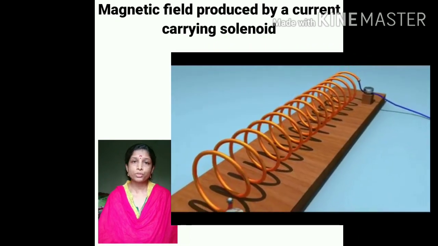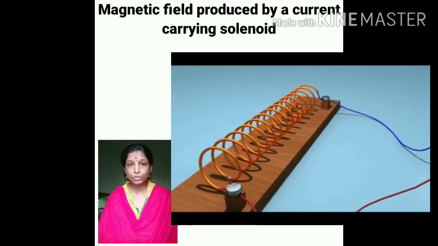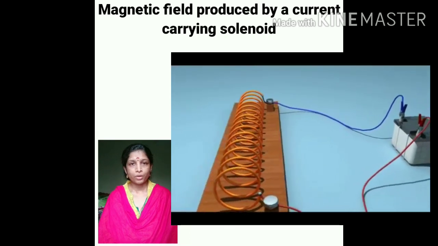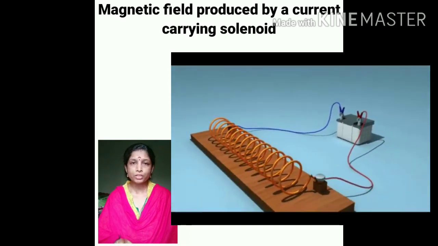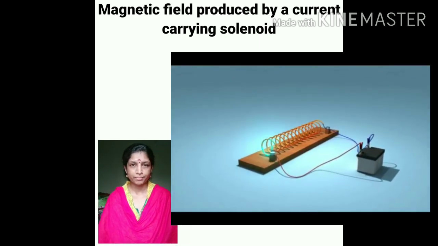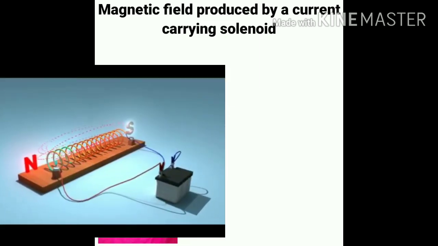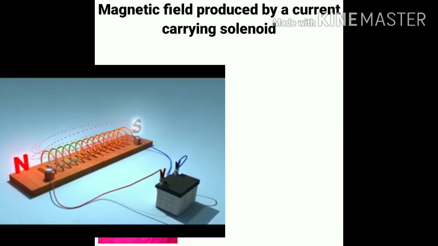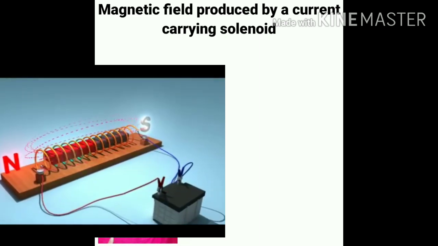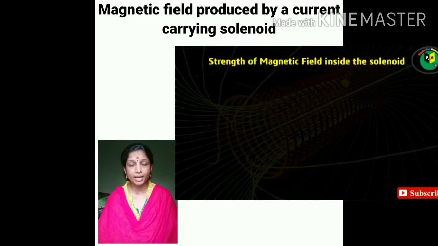But when the current is switched off, this solenoid loses its magnetism, or its magnetic strength, which is entirely different from a bar magnet. And we can increase the strength of this solenoid by increasing the number of turns. When we increase the number of turns, the number of magnetic field lines produced by each turn also increases, so it will add up. So the magnetic field strength also increases.